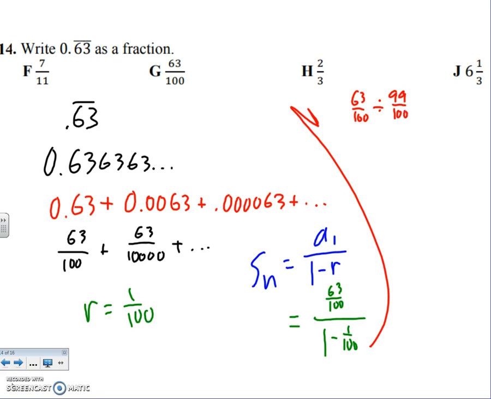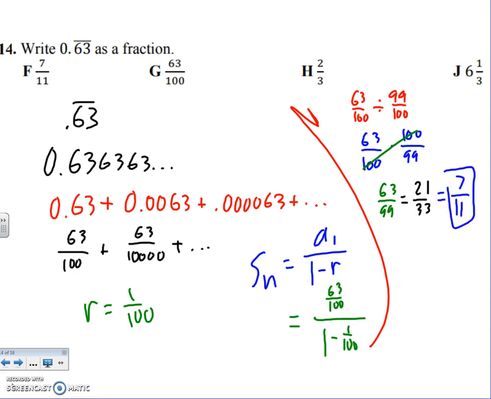We don't divide by fractions, we multiply by the reciprocal. So this is 63 over 100 times 100 over 99. The 100s cancel out, so this is 63 over 99. If I divide it by 3, I get 21 over 33. If I divide it by 3 again, I would get 7 over 11, and that is my answer. That is F.